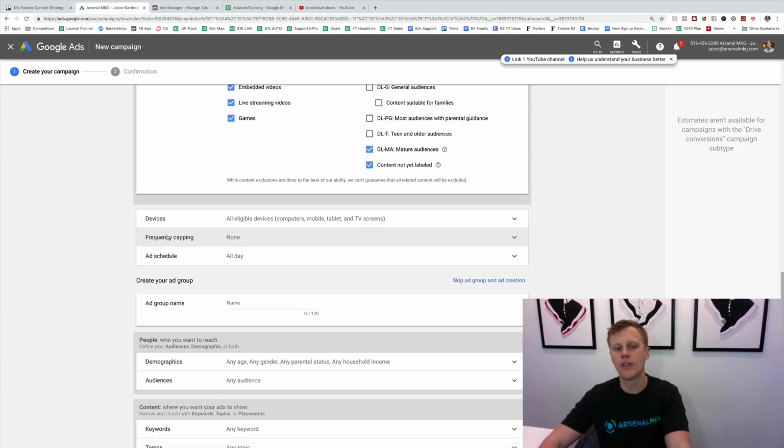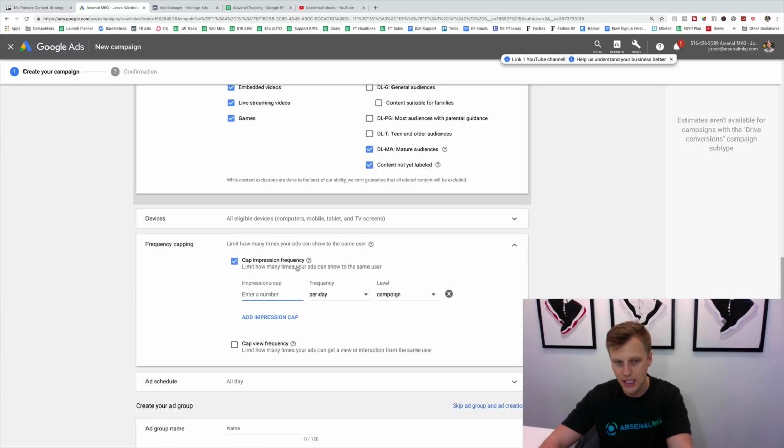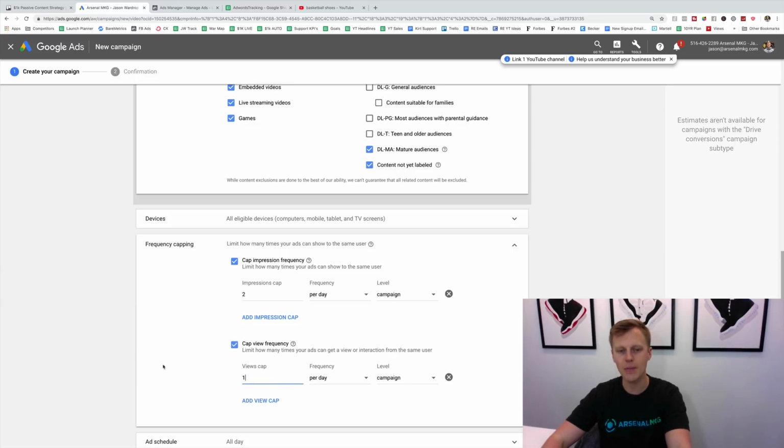So we want to do frequency capping right here and do cap impression frequency. This means that if I put in 2 right here, that person's only going to see your ad twice a day max. And then cap view frequency, I only want them to see it once max per day. These are the numbers I like to use for impressions and views.